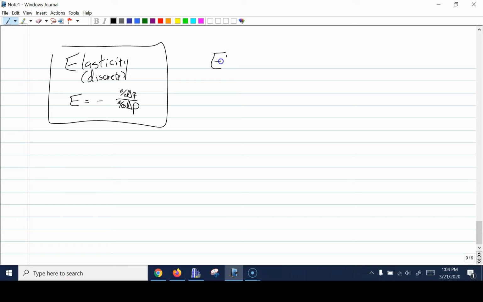Discrete meaning you only have finitely many points. We talked about that, saying at this sales number and at that sales number, we only knew 2 facts. And this formula was elasticity is negative, percent change in Q over percent change in P. This is the first formula for elasticity we used. And discrete means we use this when we're given a couple points.